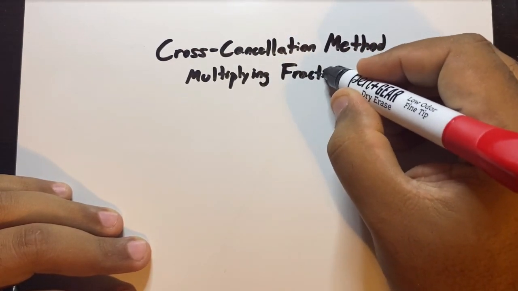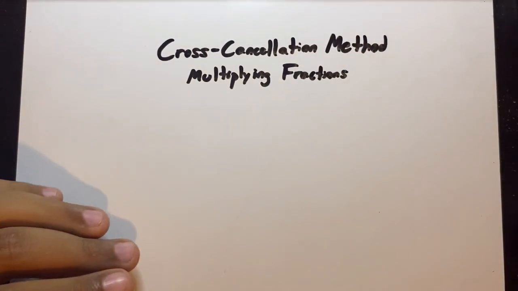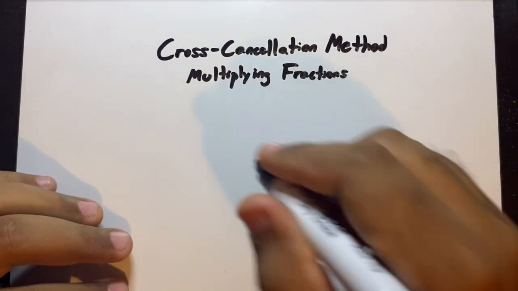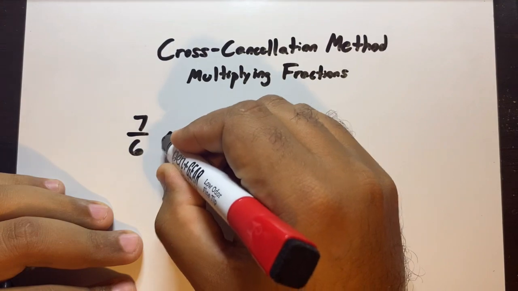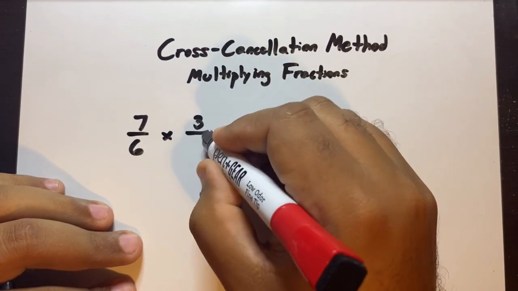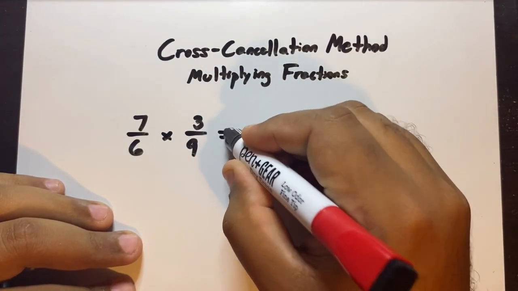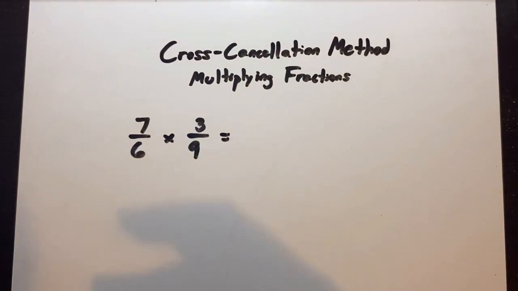So, here's an example of how to do the cross-cancellation method. Let's say we have 7 over 6 times 3 over 9. Now, if you already know what the cross-cancellation method is, that's an awesome thing to know, and you guys can just move on and watch other videos. However, if you have no idea what that is, I believe this can help you just a tad bit.